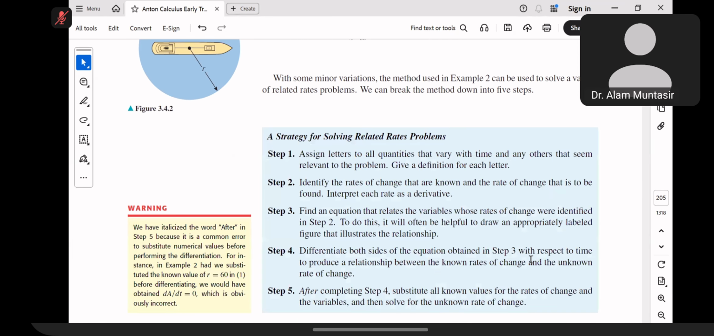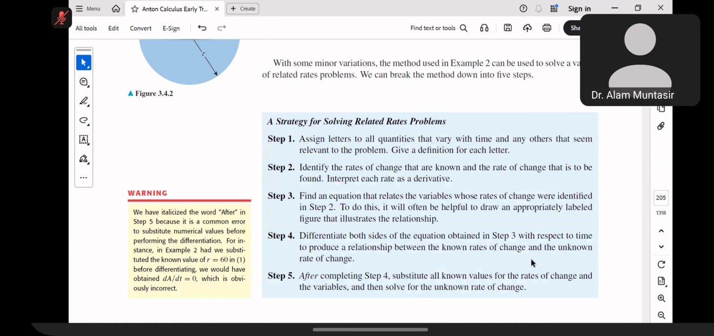Okay, so to solve such a problem, to solve a related rates problem, there are 5 common steps. If you follow these 5 steps, you can solve any problem based on related rates. Let me summarize the steps. Step number 1, first assign some letters to some quantities which are relevant to this problem. Step 2, identify the rates of change which are known and which are unknown. Step 3, set an equation.